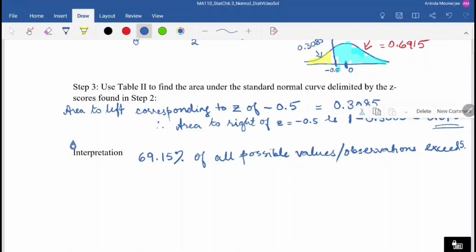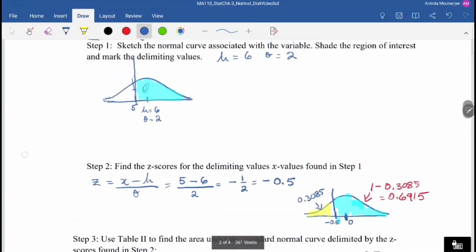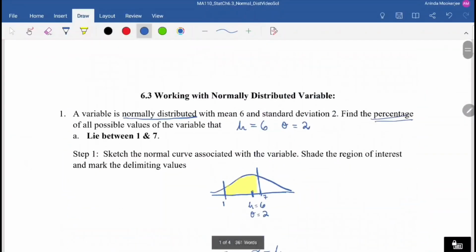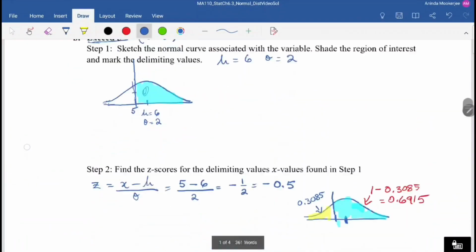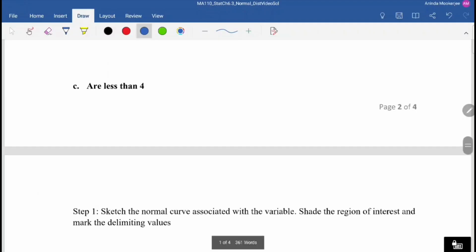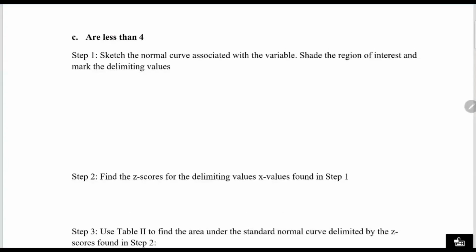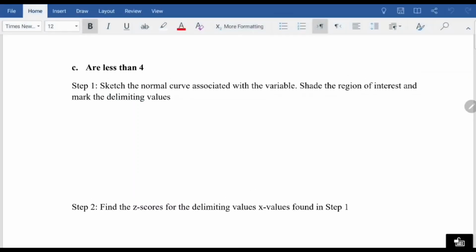All right, so we have completed 2 parts of this question. I think there is a third part as well, which is most likely area to the left. Let's continue with the last part of this question, where they want to know the percentage of observations that are less than 4. Again, same process. Start with sketching the normal curve.